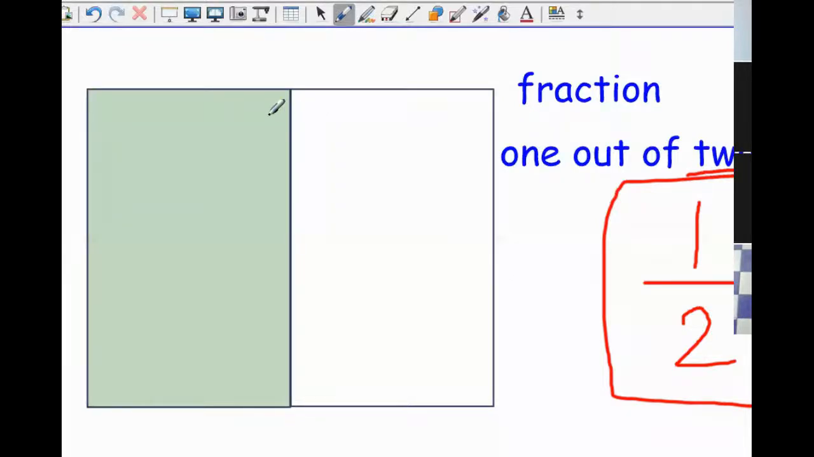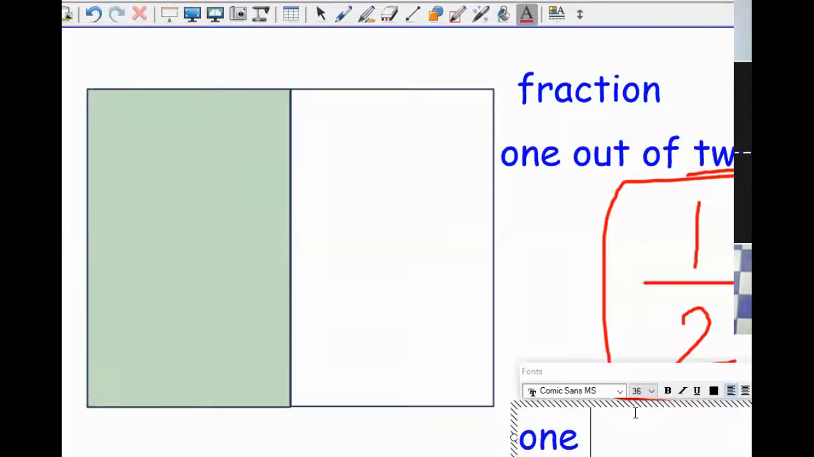Who can tell me? Carlos, do you know how you can read this fraction? 1 out of 2. Okay, great. What else? 1 divided by 2. 1 over 2. But please, all of you, pay attention. I can read it in another way. If you remember, I can read it like this: 1 half.